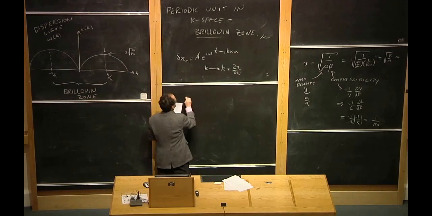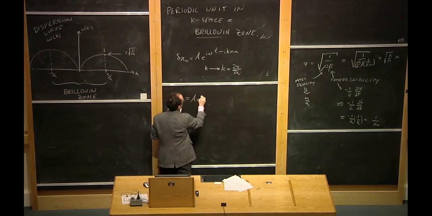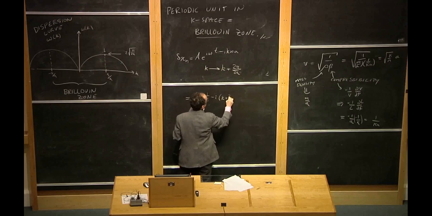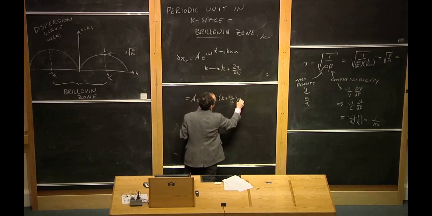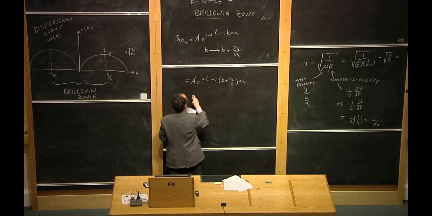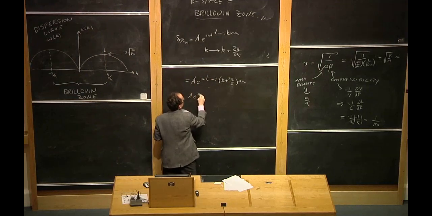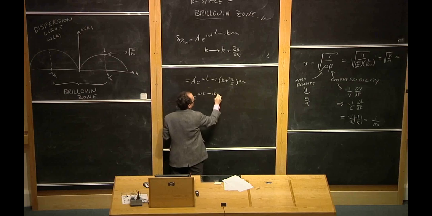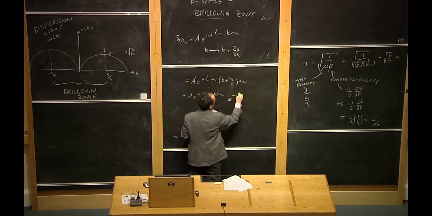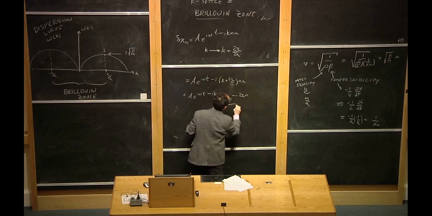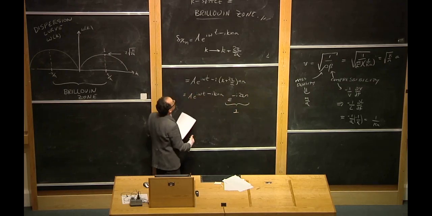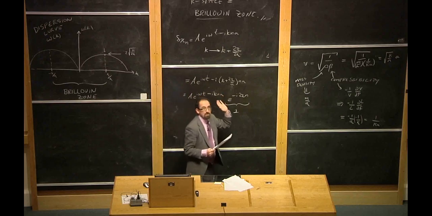Well, let's do that shift: e to the i omega t, and then we get minus i times k plus 2 pi over a, times n a. That equals A e to the i omega t minus i k n a, times e to the minus i 2 pi n, and this thing here is 1. So in fact, we're getting back exactly the same waveform that we started with.